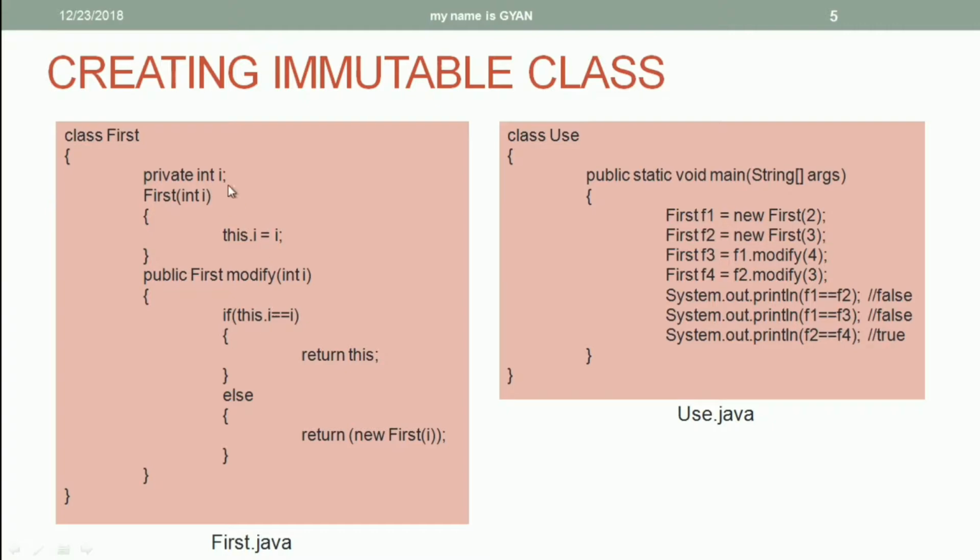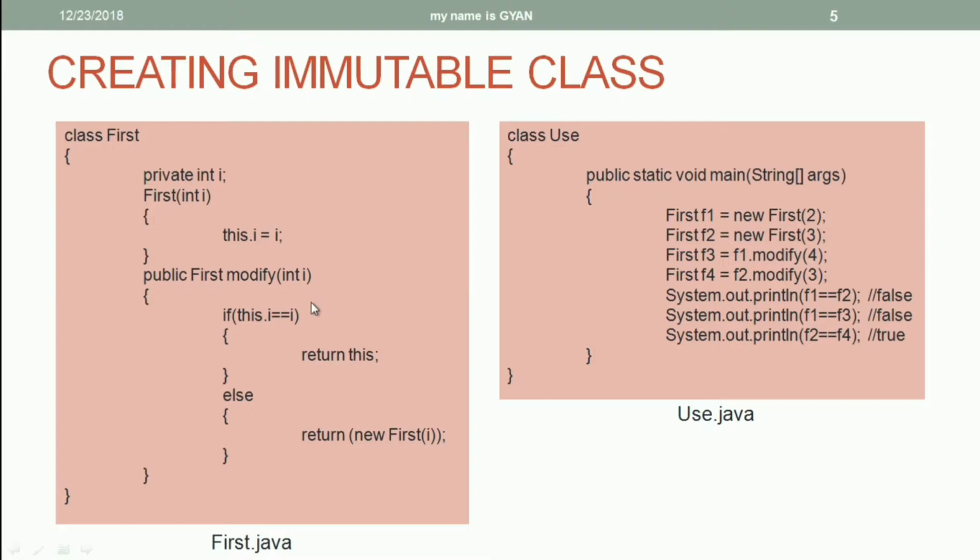Then we are checking if the field i of the class First is equal to the variable i in the argument of the method modify. Is it equal? If yes, then return this. That means if the field i of the class First contains the value 2 and the argument passed to the method modify is also 2, then we do not need to create a new object for the change because there is no change. Whatever we want to change is similar to the previous one. That's how in this case we will return the reference of the current object.